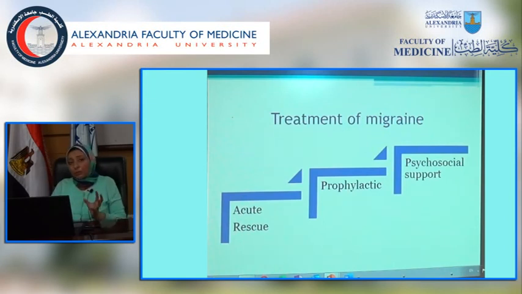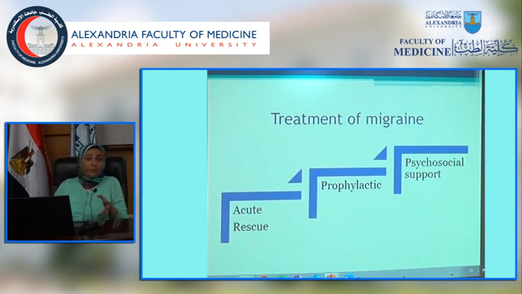You have an acute or rescue treatment, and these are the medications and the non-pharmacological measures that I am taking for the child to abort the attack, attack of headache or attack of pain. And we have what is known as prophylactic medications. These are medications given to prevent the occurrence of the headache. You have certain indications to prescribe prophylactic medication. Not every child with migraine will need prophylactic treatment.